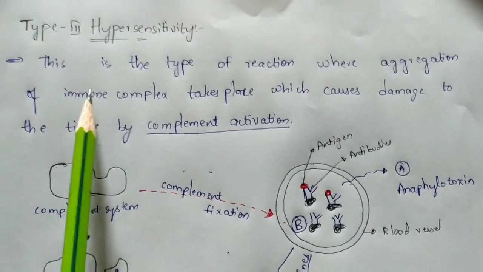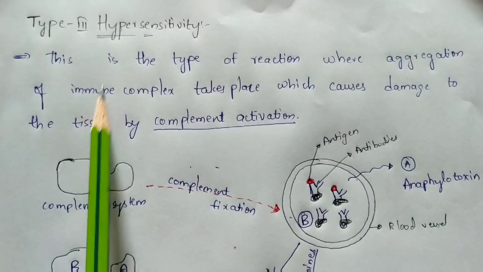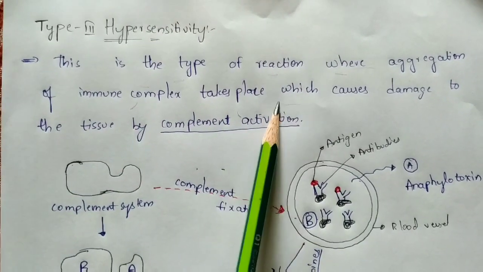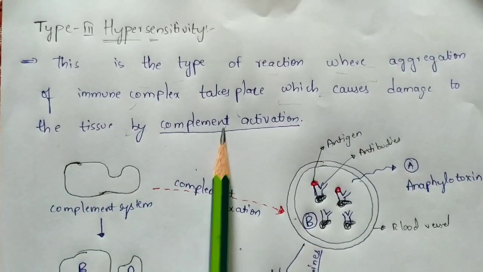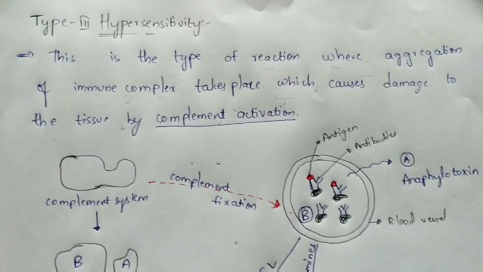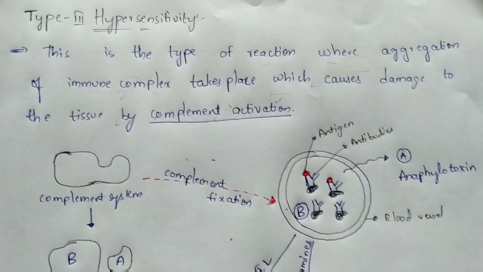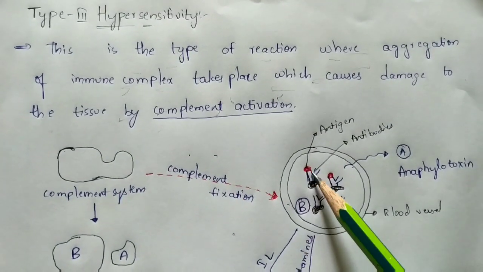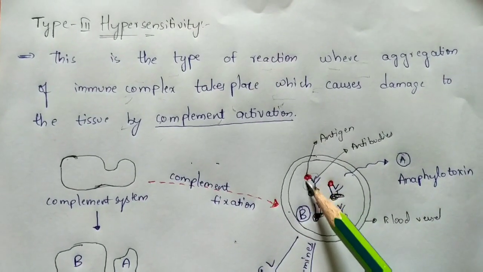Coming to type 3 hypersensitivity, this is the type of reaction where aggregation of immune complex takes place, which causes damage to the tissue by complement activation. Immune complex is nothing but the antigen and the antibody together, which everyone knows. If you see here, this is the antigen, this is the antibody, together it is said to be an immune complex.